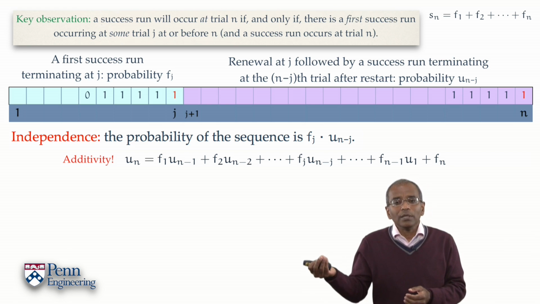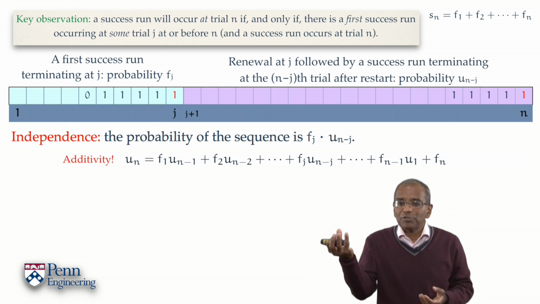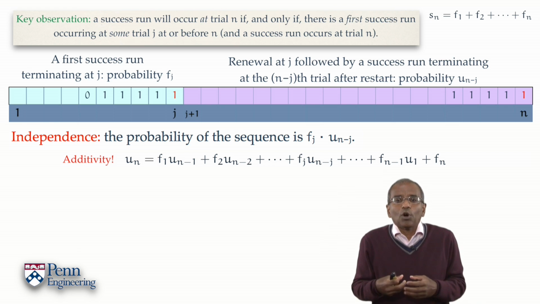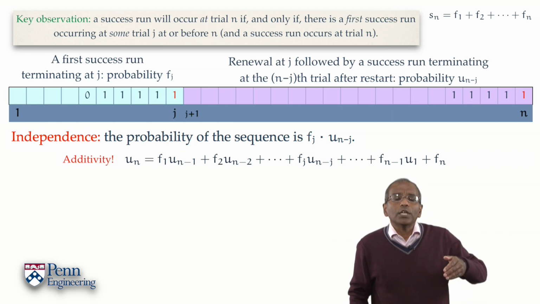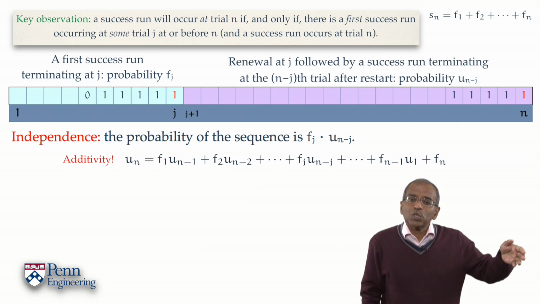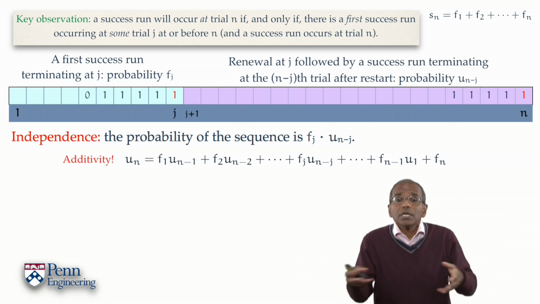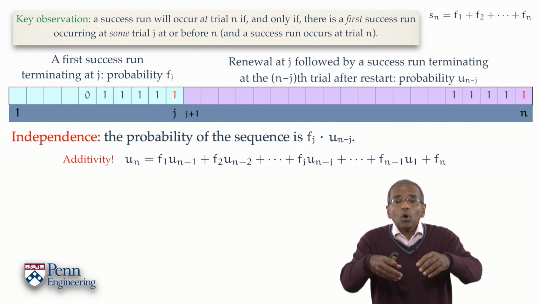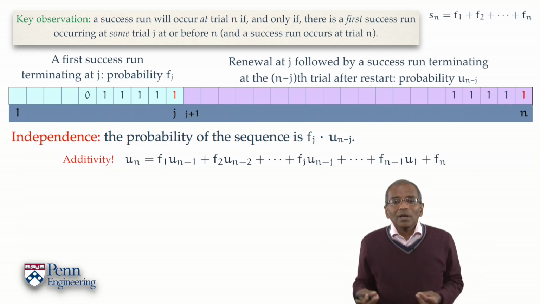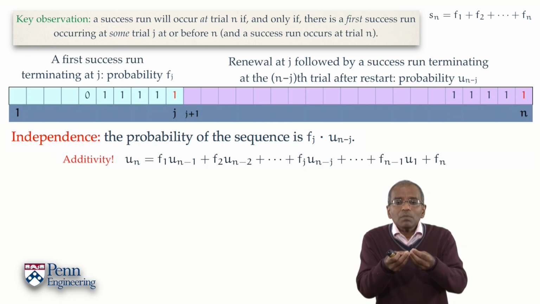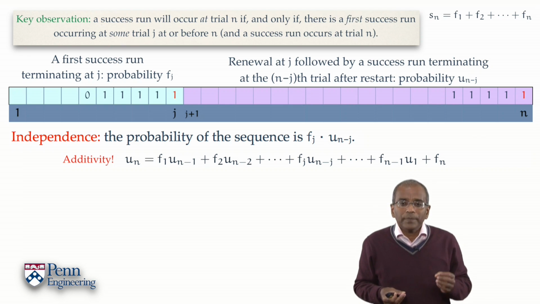If it occurred in the first trial, then you have f_1 times u_{n-1}. If it occurred in the second trial, you have f_2 times u_{n-2}. If it occurred in the jth trial, f_j times u_{n-j}, and so on. If it occurred in the penultimate trial, you have f_{n-1} times u_1. And if it occurred in the last trial, then you just have f_n. Of course, all these events are disjoint, and by additivity, once more, u_n is the sum of the probabilities of the form f_j u_{n-j} on the right-hand side.